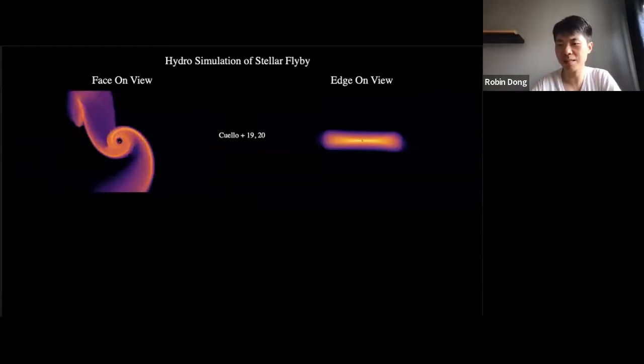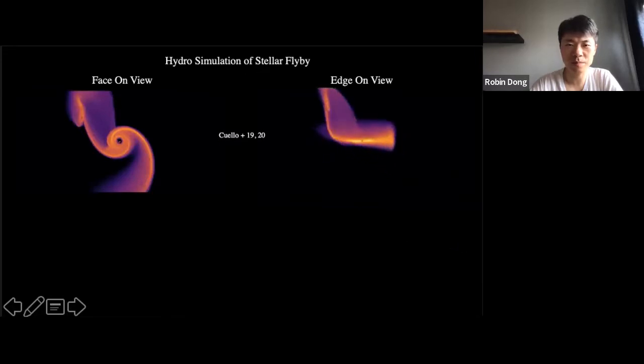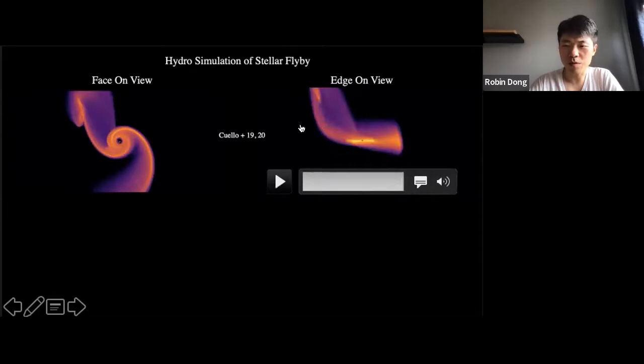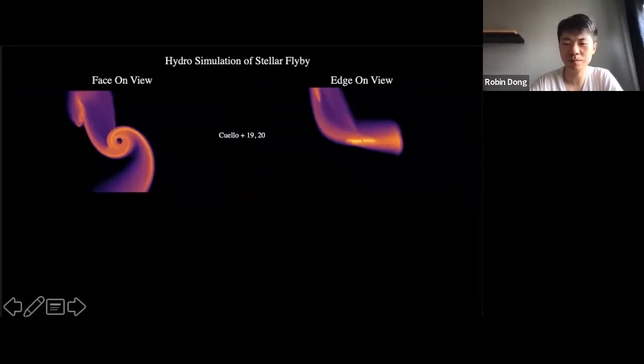However, if we look at the system from a different angle, as we'll do in the animation on the right, we'll see the two are quite different. The flyby object will again come from the lower right corner. So let's play it. This guy comes in and perturbs the disk. You see the two spirals are very different. This one pointing to the intruder is being lifted above the disk plane, and the other spiral on the opposite side is embedded in the plane. So that's a key difference.